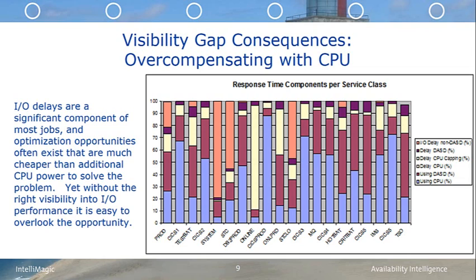If you can, for example, cut in half the average I/O response time for a job by seeing and addressing unnecessary delays in the storage hardware, it's going to be far cheaper than buying more CPU power to cut the same amount of time off the CPU wait times. With the right visibility into the I/O infrastructure, these opportunities for optimization can be easily identified and addressed.